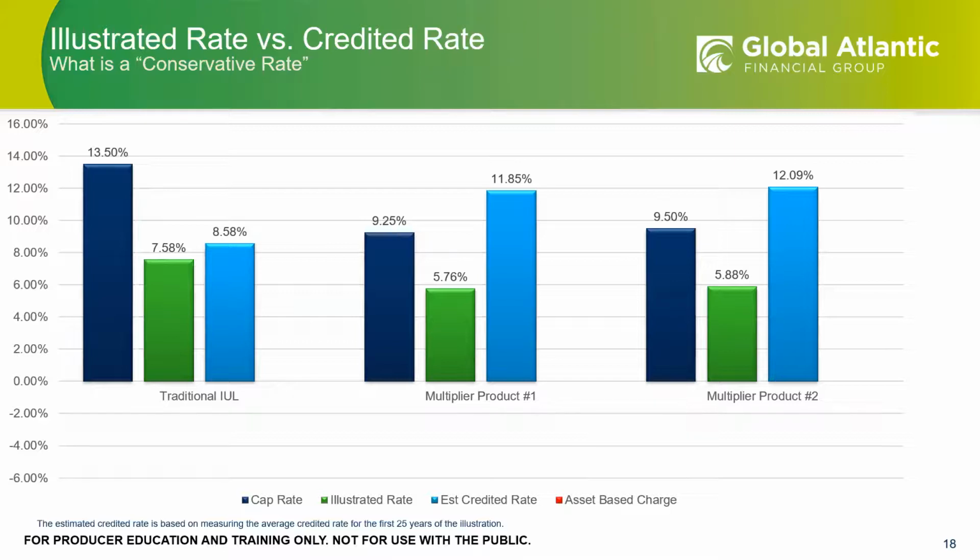So understanding the difference of what's actually credited there. The other thing you have to take into account is what's being charged. What I'm not showing here is what's happening with the actual account value. While there's 11.85% on average being credited, there's also on average 4.42% being deducted, or 4% on the right-hand side. So your net return on multiplier product number one ends up being about 7.5% net return after you take out that asset-based charge.